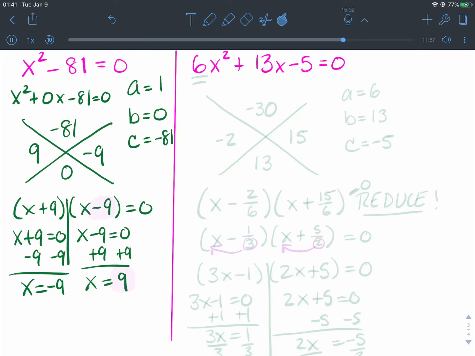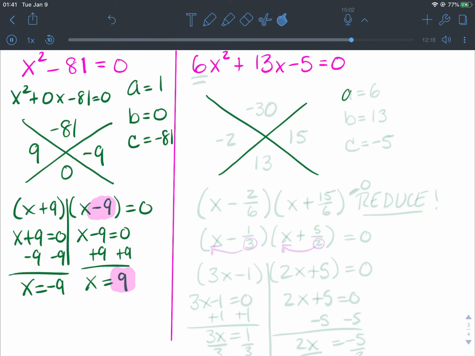The one thing you really need to be careful about when you do the assignment is notice how we have x minus 9 here, but the answer is positive 9. It might get confusing on the assignment, so please check your work. Be careful with that. The next one is a little trickier.